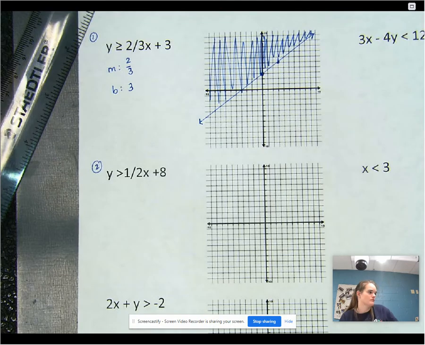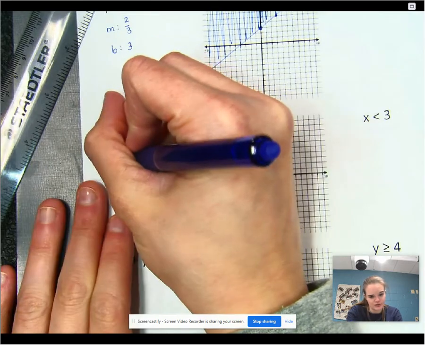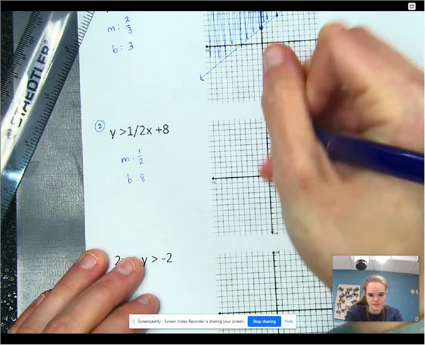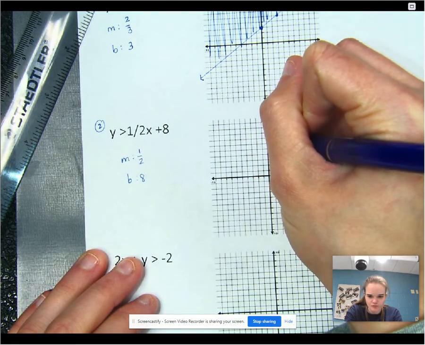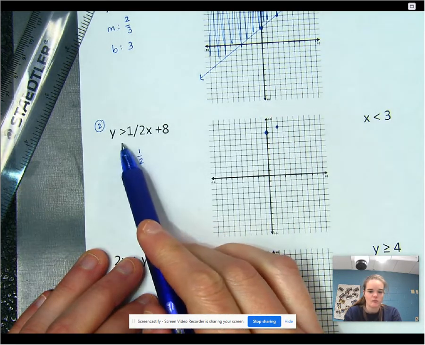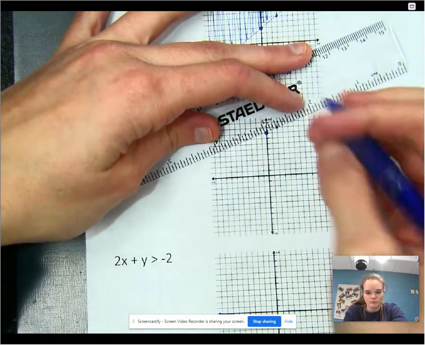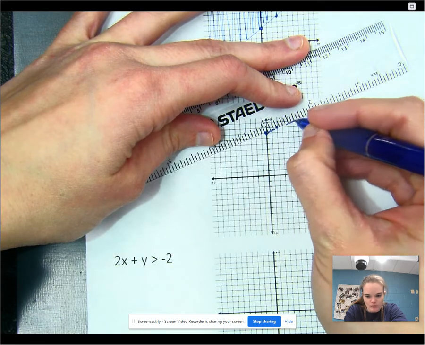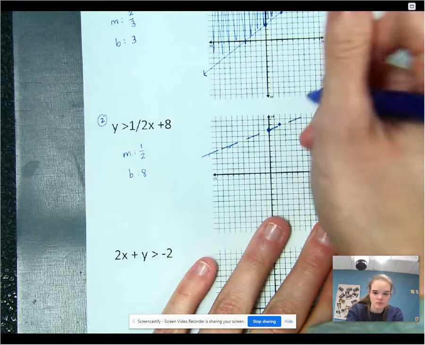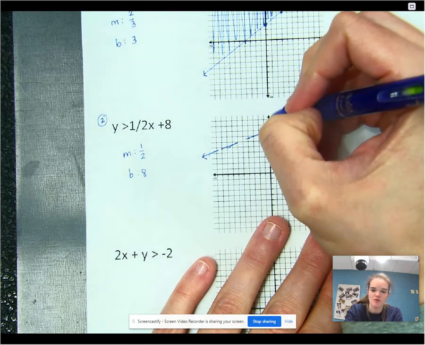Number 2. The slope is 1/2. The y-intercept is 8. Go up 1 over 2. It does not have a line under it, so it is dashed. It is greater than, so above.